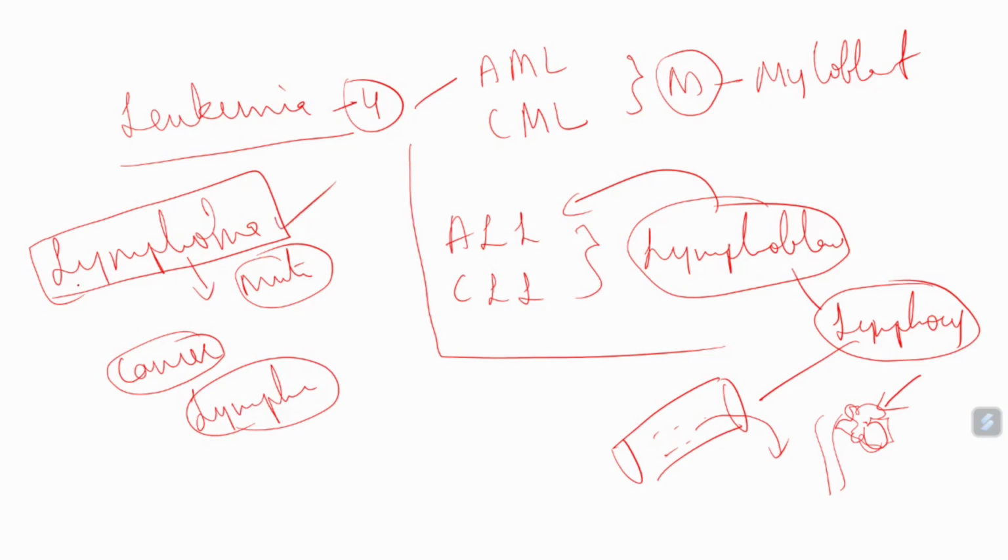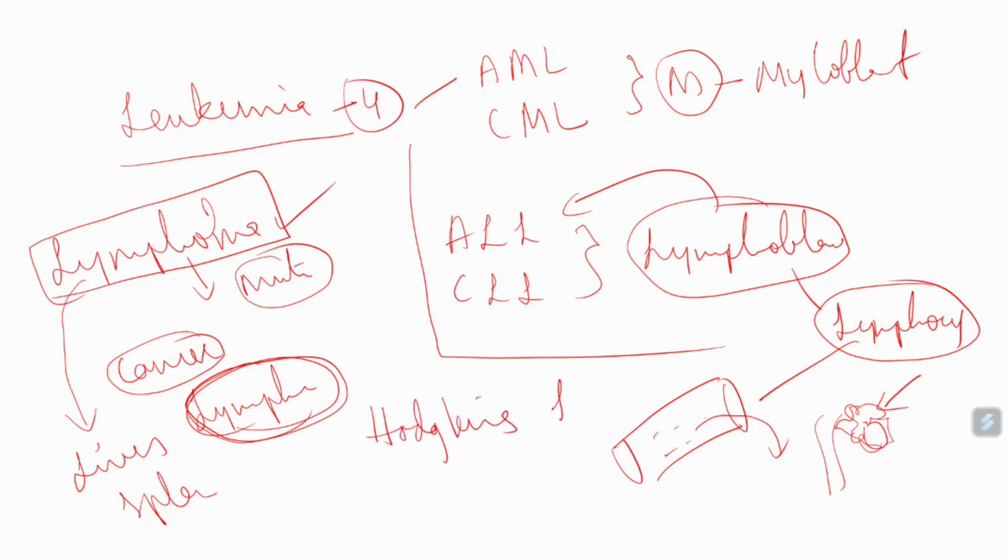In lymphoma we have other types also. Sometimes these lymphocytes will accumulate in the liver and in the spleen also. But particularly, lymphoma is the condition where the lymphocytes accumulate in the lymph nodes, in the lymphatic system. In lymphoma we have two types: Hodgkin's lymphoma and non-Hodgkin's lymphoma. In today's class, we will discuss Hodgkin's and non-Hodgkin's lymphoma.